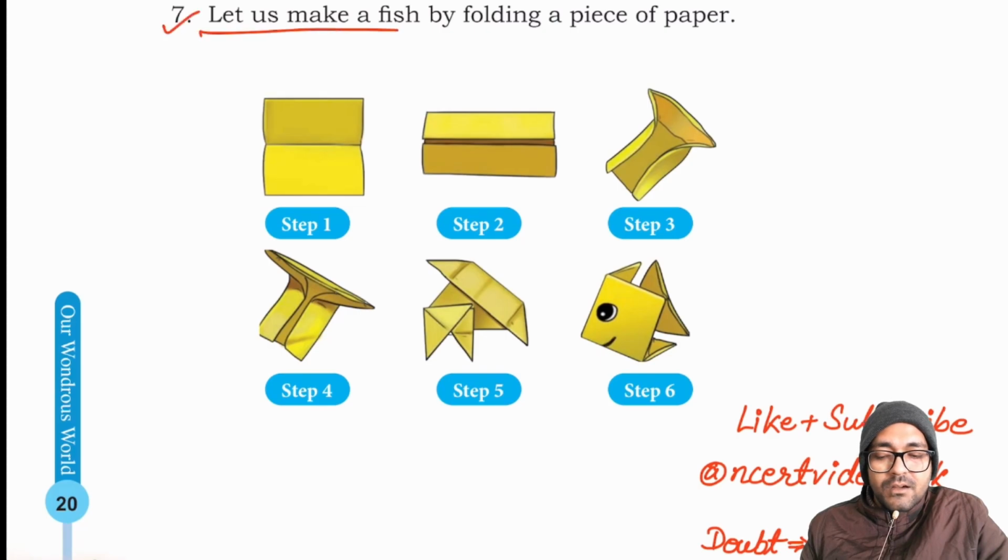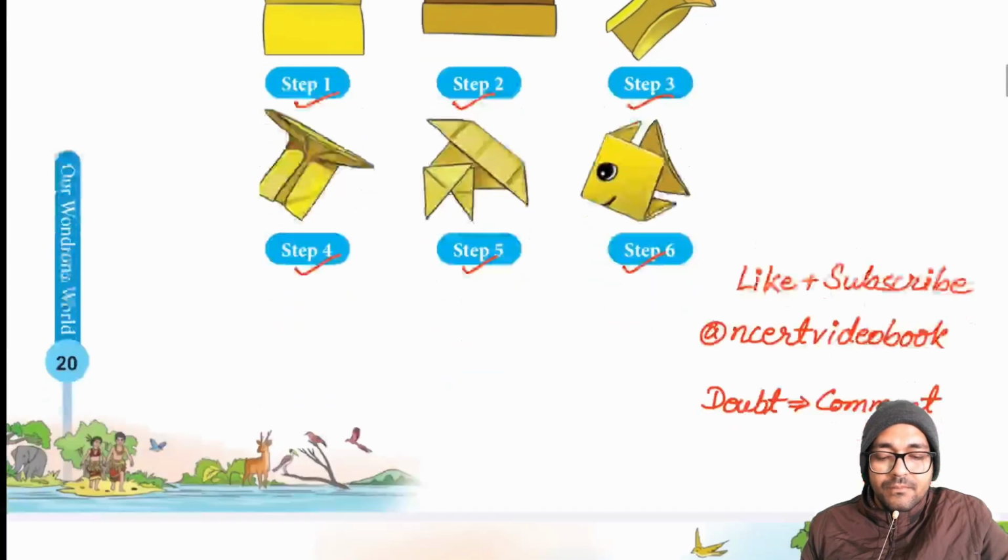7. Let us make a fish by folding a piece of paper. Step 1, Step 2, Step 3, Step 4, Step 5, Step 6. You can follow these steps. Your fish will be ready.